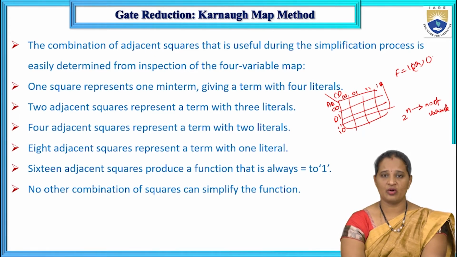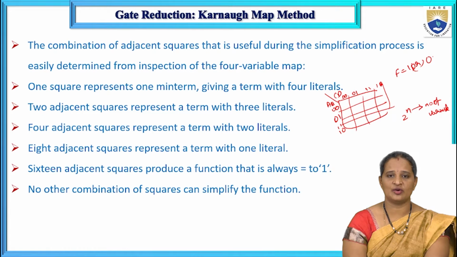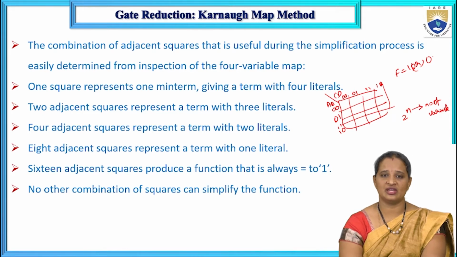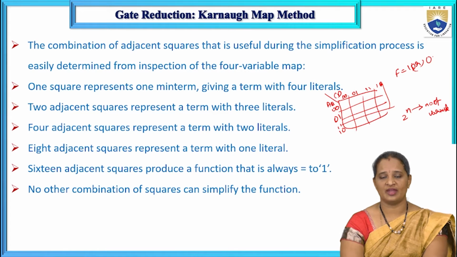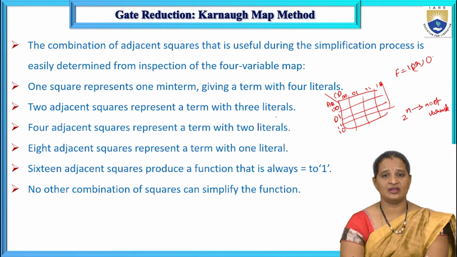The next possible group that we can form in a 4 variable K-map is an octet, that is a group of 8 cells. By forming the group of 8 cells, each term can be represented with 1 variable, that is, we can eliminate 3 variables, and we can have only 1 variable present in it.